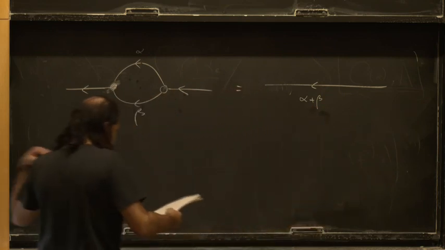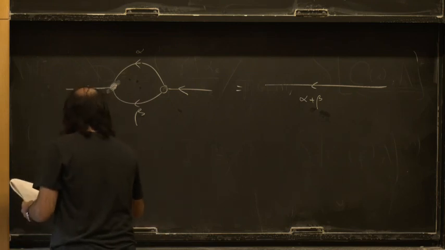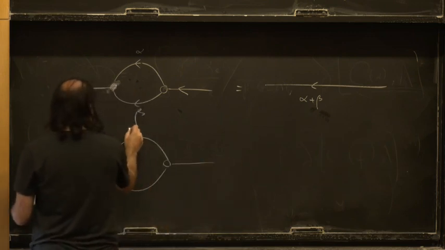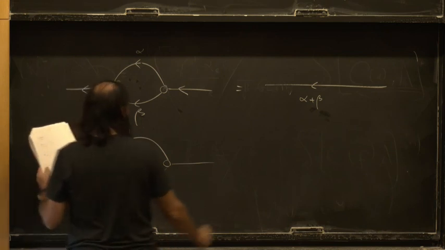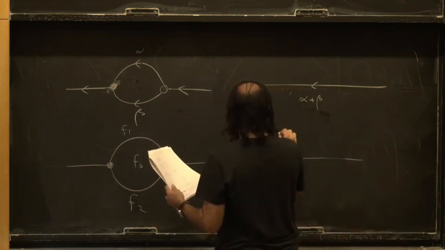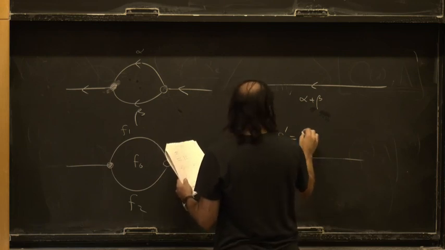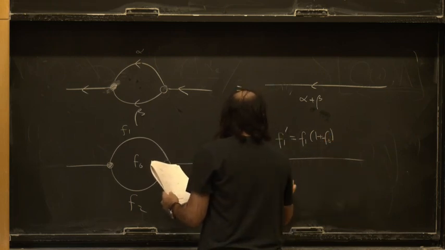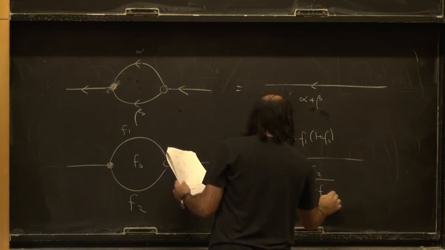If you say this in the language of the face variables, you can also work it out very easily. You'll do this on your problem set as well. If I say it more invariantly, if I have f1, f0, and f2, then this is exactly the same as getting rid of the f1 and replacing f1 with f1 prime, which is f1 times 1 plus f0, and f2 prime, f2 over 1 plus f0, over 1 plus f0 inverse.